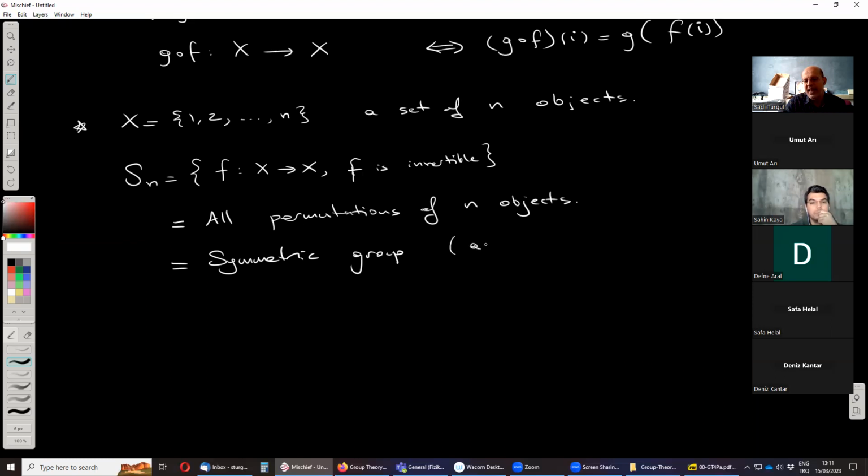So basically, this is a group of n factorial elements. There are n factorial possible permutations of n objects. Identity is one of them. All the other ones are non-trivial. So we are going to study this, all right? Because this is kind of important, especially for physics.